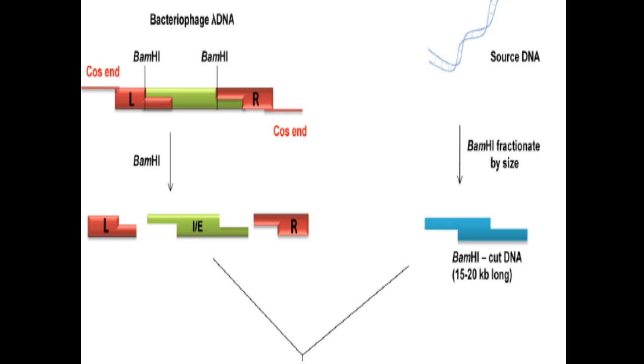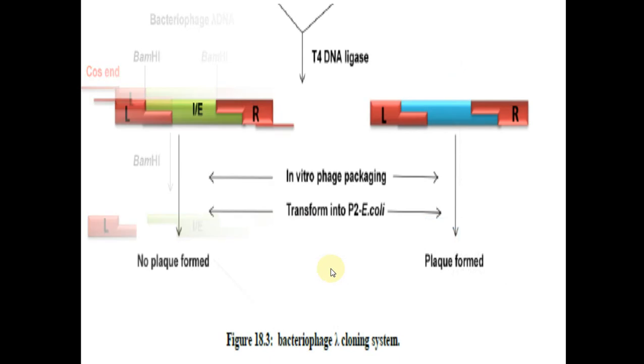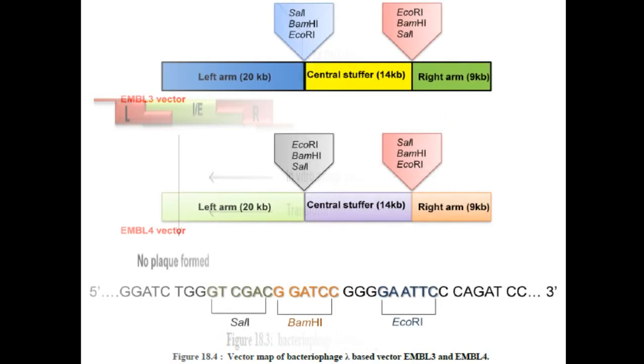See, the same things are given for your understanding. This is the gene of interest. This is the stuffer fragment, which is not required. This is the left and right border of the phage DNA. This stuffer fragment is removed and your gene of interest is attached here like this. Then in vitro packaging is carried out and phages are allowed to release from the E. coli cell.